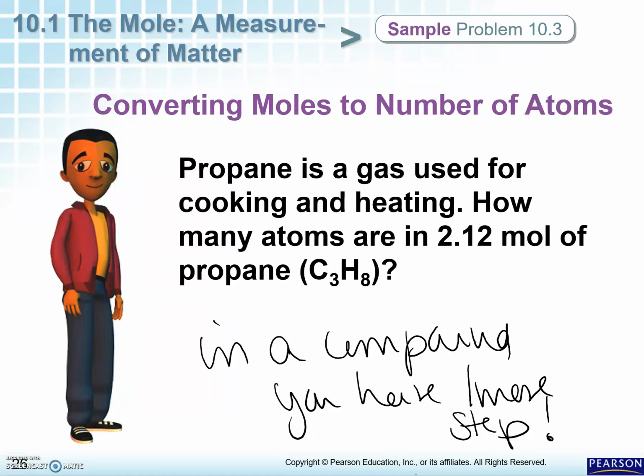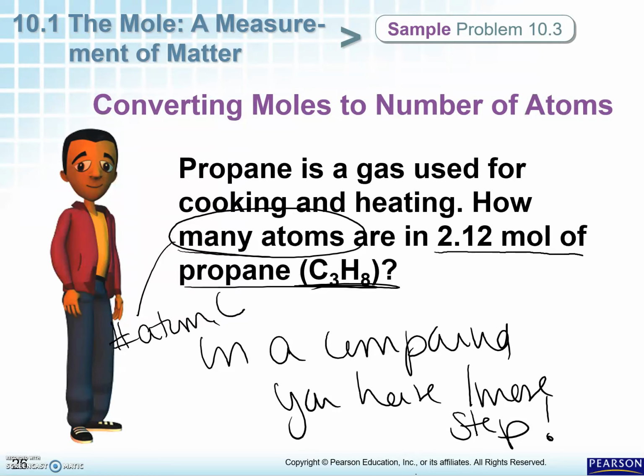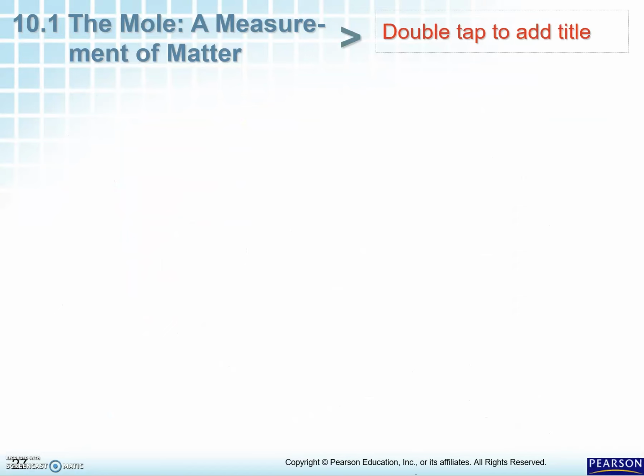We're going to underline what we are given. So we are given 2.12 moles of this guy. And what we are looking for is how many atoms are in that mole. So that means we have to find out the number of atoms of carbon and the number of atoms of hydrogen. So we have extra steps that we have to take. Now we have our given underlined, we have what we're trying to get to circled. So now we want to write down our conversion units.